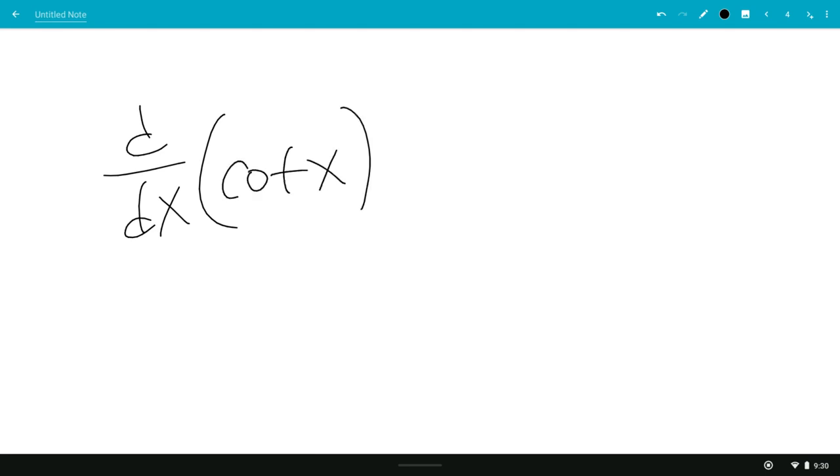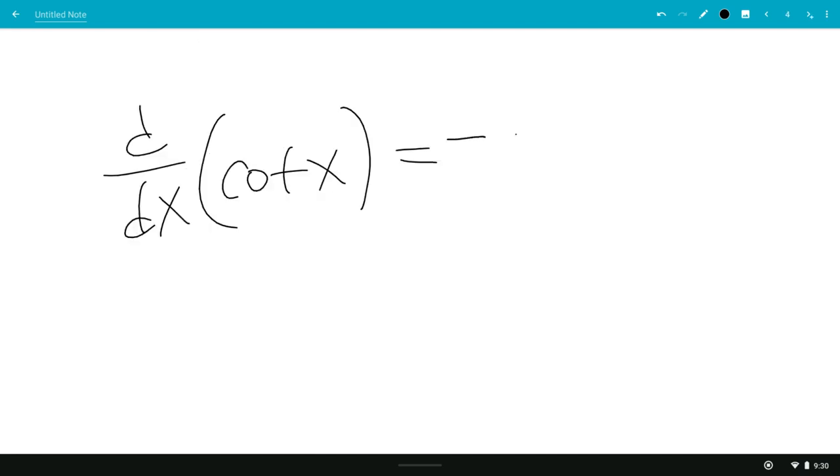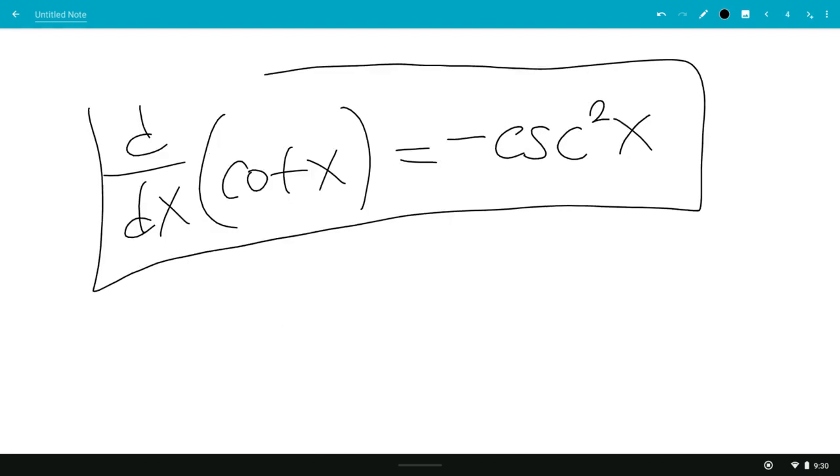And finally, the last major trig derivative is the derivative of cotangent x. So using similar logic to what we just did, this will be negative cosecant squared x. So that's the end of the video.